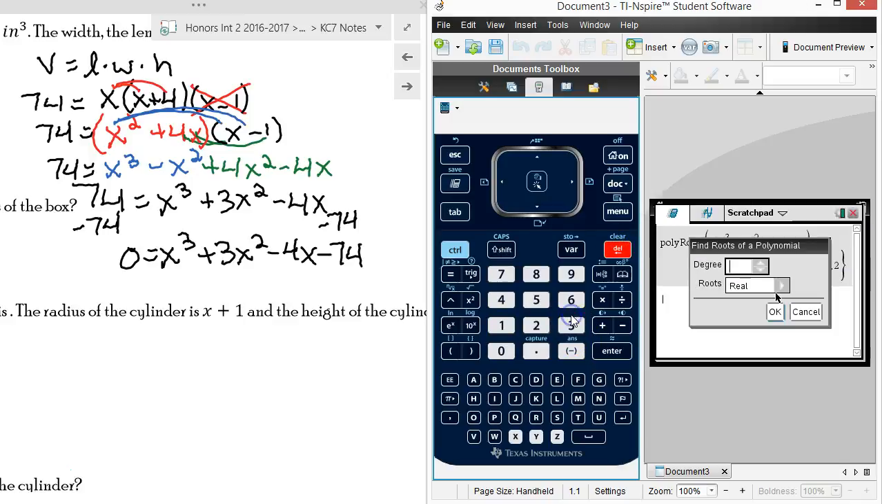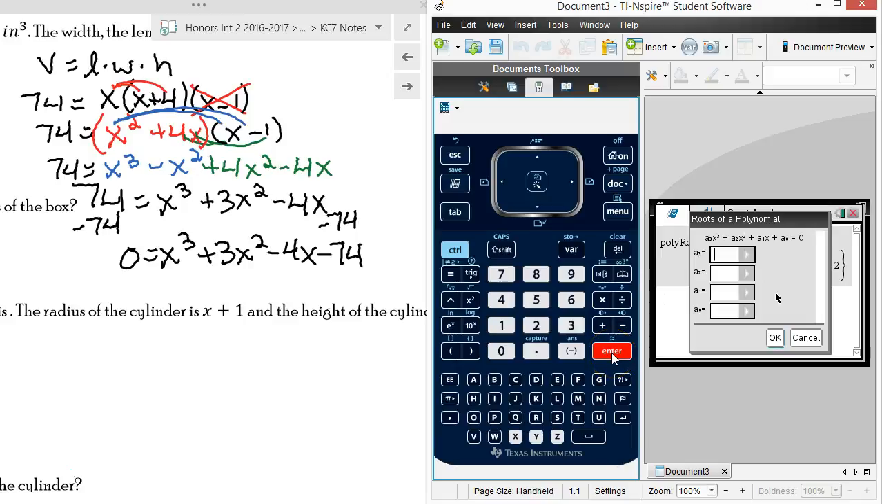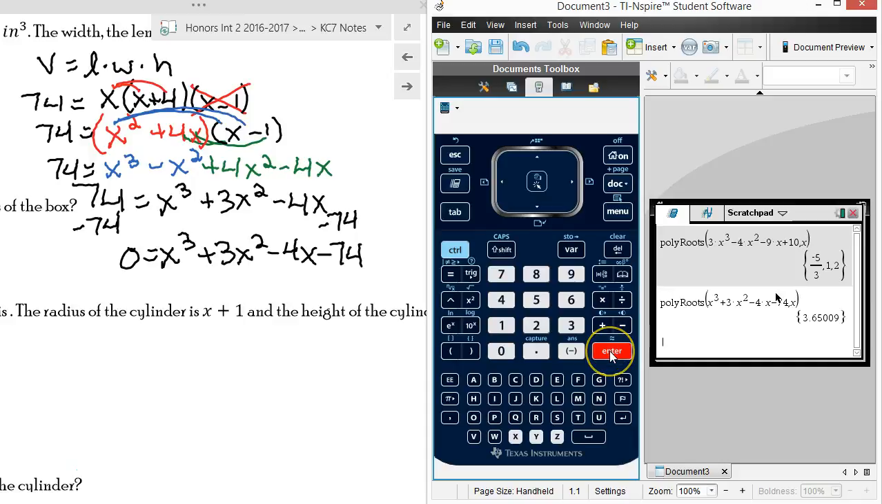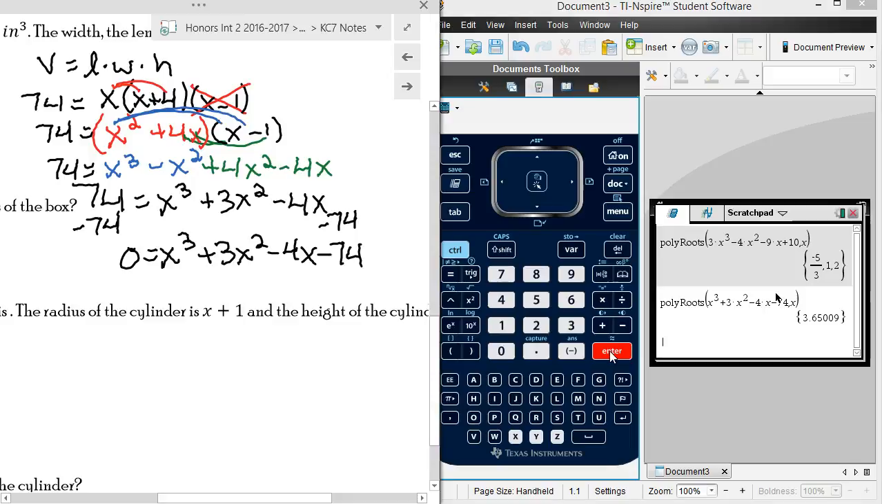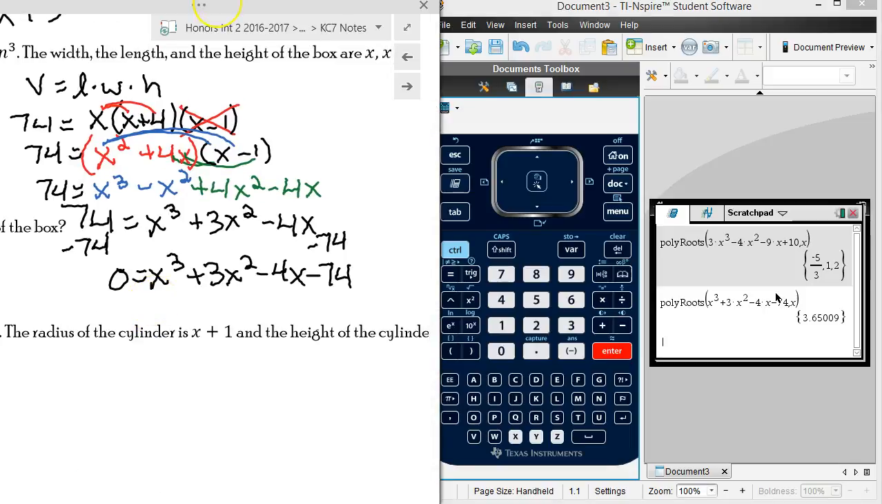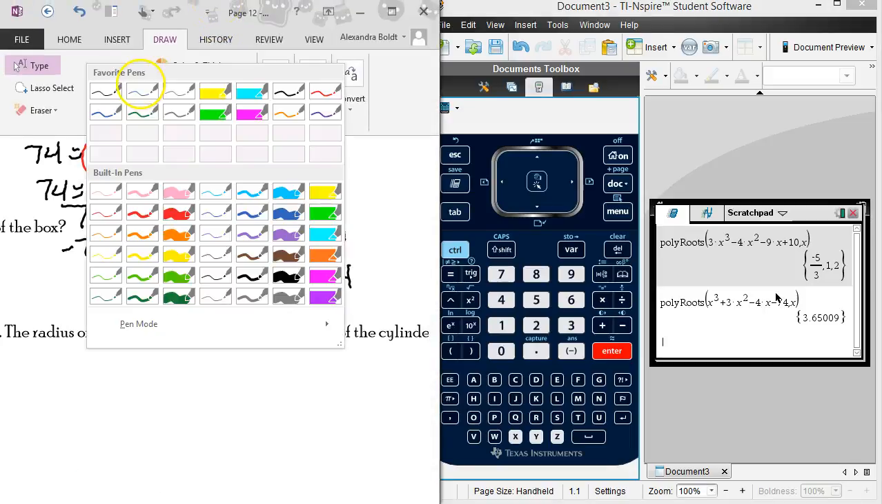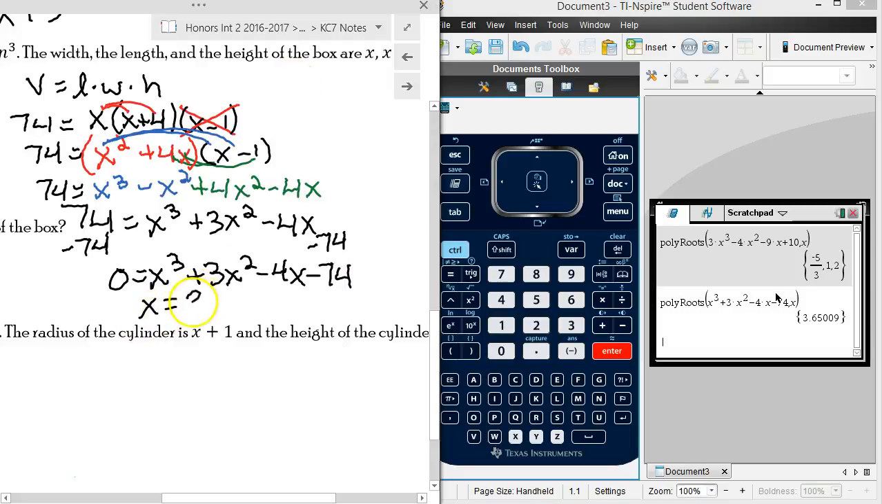Again, this is a degree of 3. And my numbers are, there's a 1 in front of that x cubed, 3, negative 4, and negative 74. And the only answer I get is 3.65. So our answer is x equals 3.65.